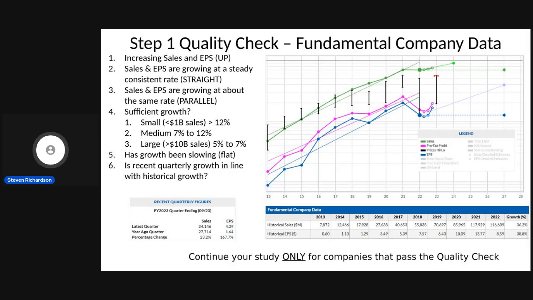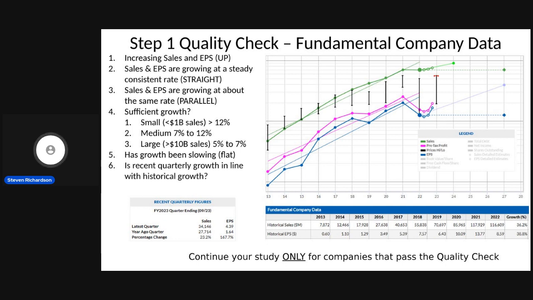All right. So the first check is looking at the fundamental company data. And you can see there's three lines here, green, pink, and blue. For now, we're looking at the green and the blue. That's sales and earnings per share, respectively. You want the green and the blue line to be up. You don't want it to be flat. Flat means no growth. Down means losing growth, decreasing in growth. So up means increasing. And you want that increase to be steady at a consistent rate, which means straight.